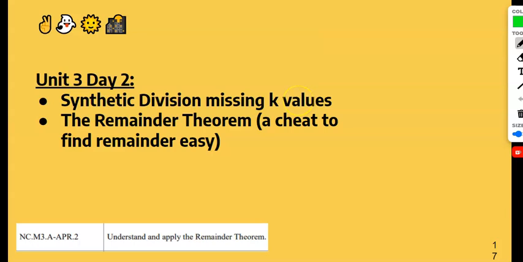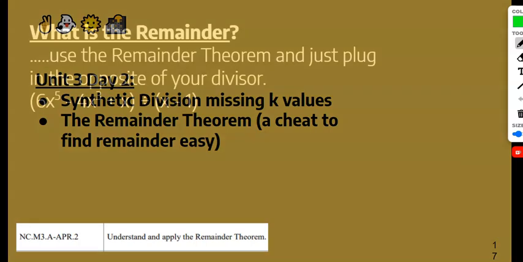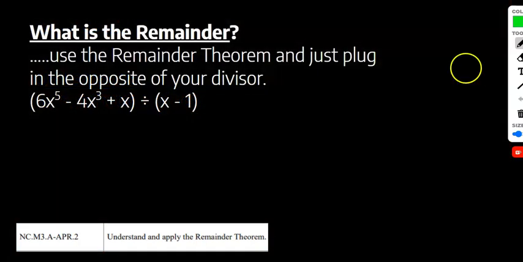We've done synthetic division, and today we'll do a couple different things with synthetic division: being able to find missing internal values and being able to get straight to the remainder via the remainder theorem. So with that being said, let's start with the remainder theorem. You can use the remainder theorem and just plug in the opposite of your divisor to find the remainder. Sometimes the question is just going to be, what is the remainder?